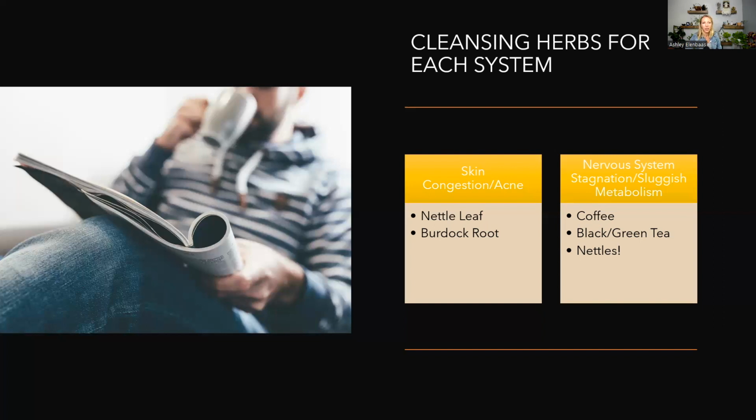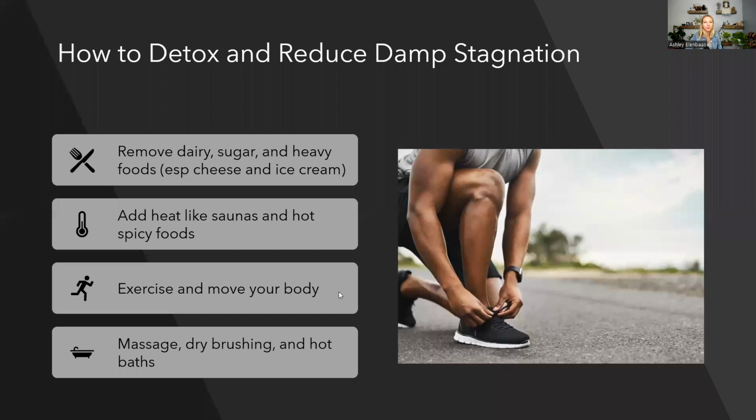And if you don't want to do caffeine for any reason, then nettles. Nettles is just perfect for everything that might happen in the damp stagnation category. So do a quart of nettles infusion every day for 2 weeks and see how you feel.